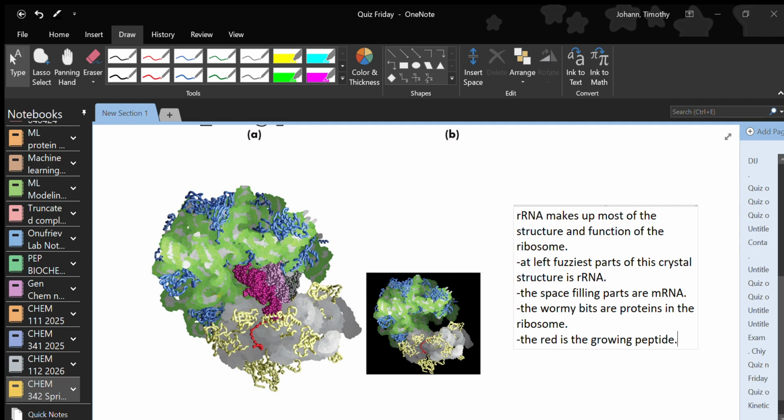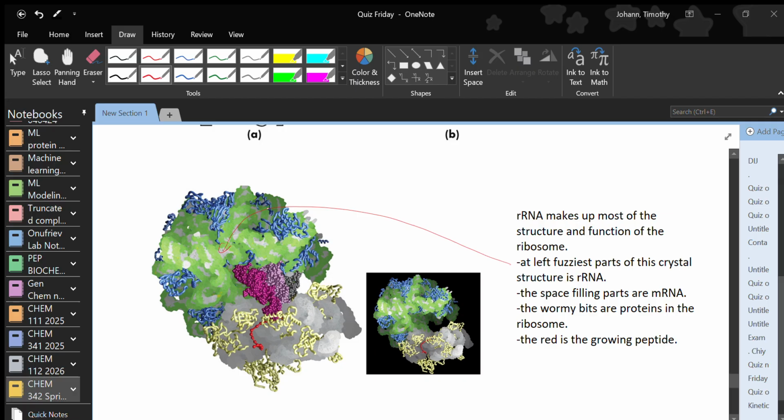All right, so let's go ahead and quickly draw these bits. So the fuzzy parts, let's do fuzzy parts like this stuff. Oh, didn't do it in green. Okay. The space filling parts, so balls, when we think about space filling, the space filling parts are this. Okay. The wormy bits, let's do green. Now let's do blue because they're mostly blue. They're blue and yellow. Wormy bits are here, okay, or here, okay, and then the red is that.